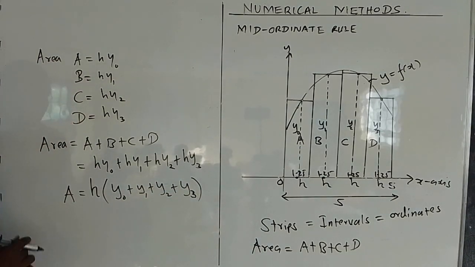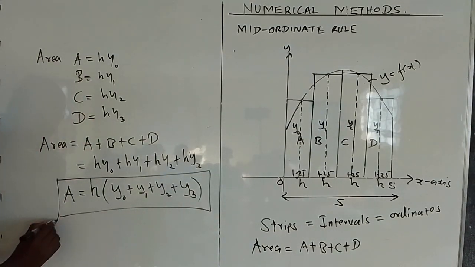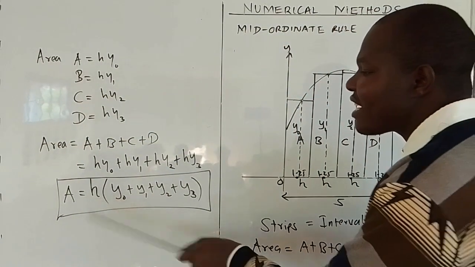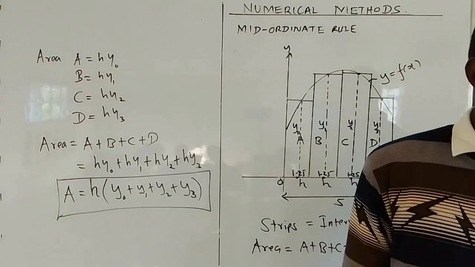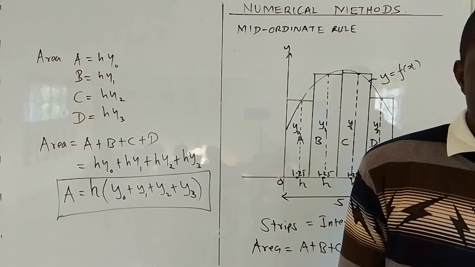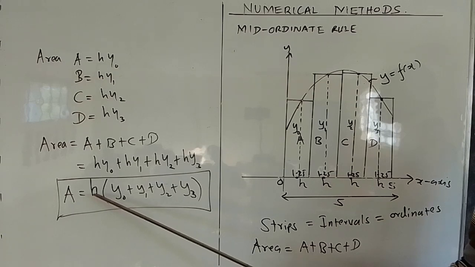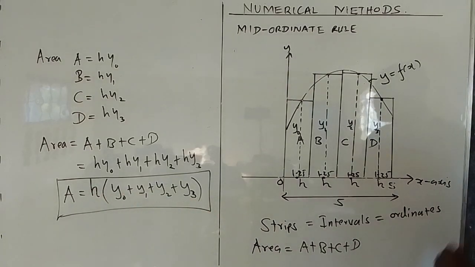So this is how to get the area with the mid-ordinate rule. The mid-ordinate rule is just the interval times the sum of the ordinates. Have you seen how the mid-ordinate rule is easier? To get the area under a curve, it is just the interval, or the width of each strip, times the sum of those given ordinates.